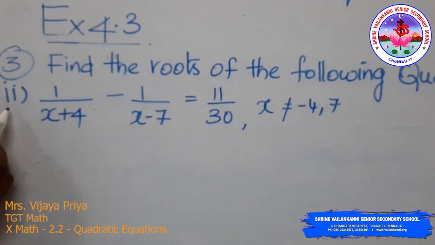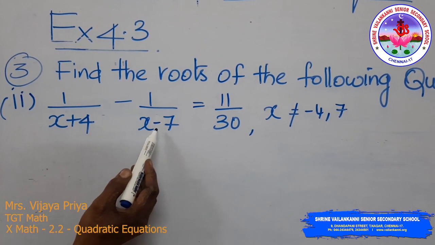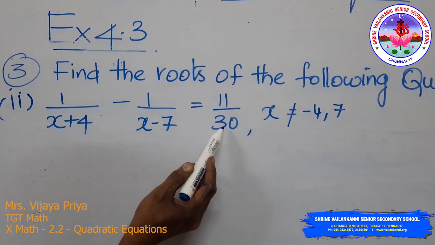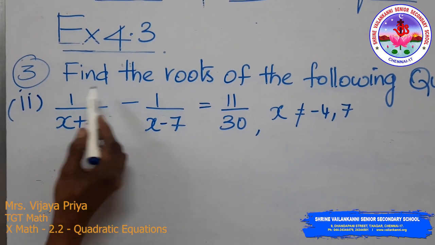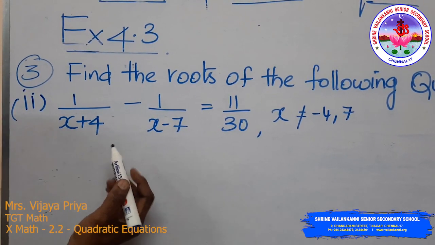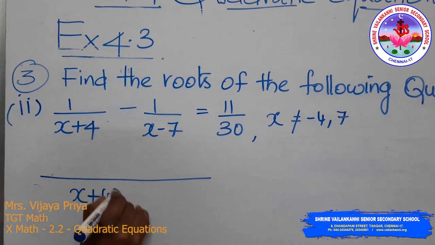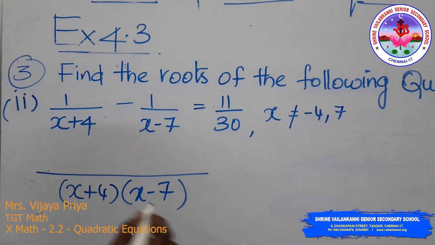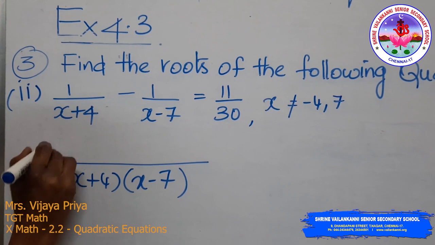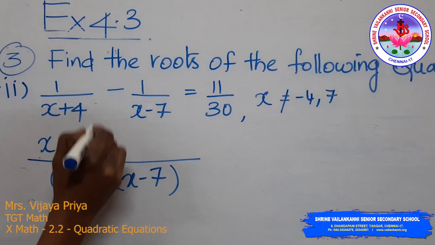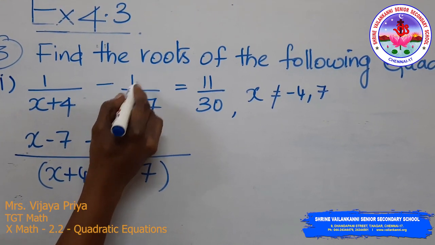Problem, second subdivision. So he has given the equation 1 by x plus 4 minus 1 by x minus 7 is equal to 11 by 30, where x is not equal to minus 4 and plus 7. So here also I am going to bring this into the quadratic equation form. For that I am going to take the LCM. So LCM is x plus 4 and x minus 7, where x plus 4 is here, x minus 7 is not here. So multiplying that with the numerator, I will get x minus 7, and minus of, where x minus 7 is there, I have to multiply x plus 4 with the numerator.